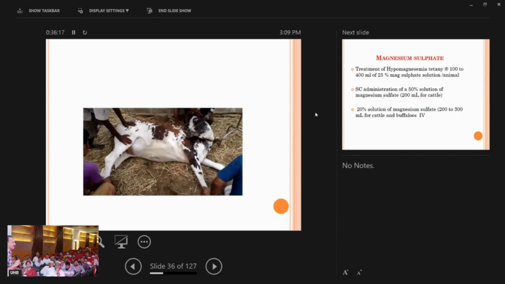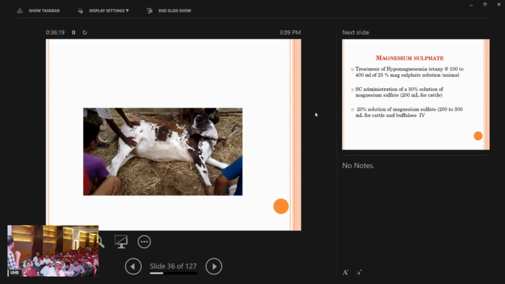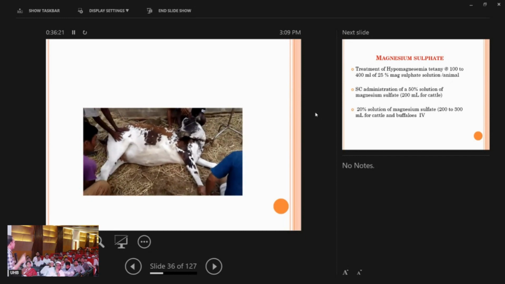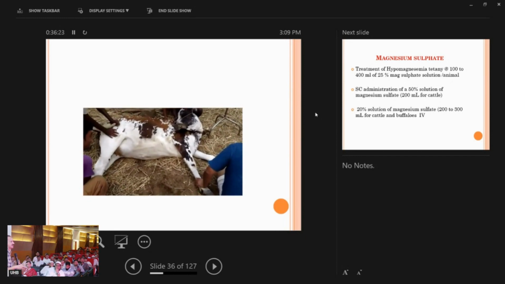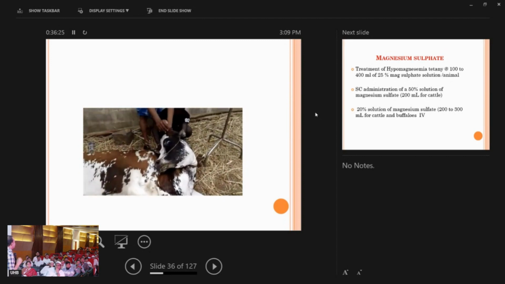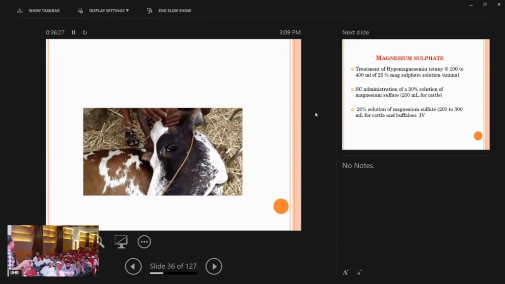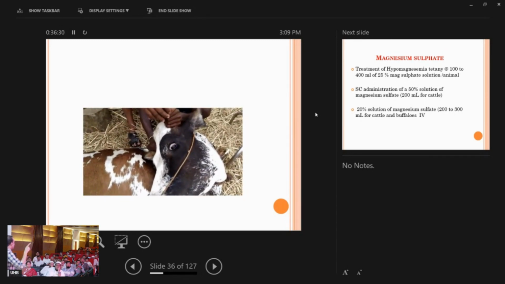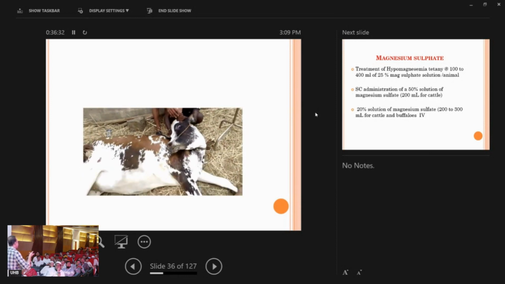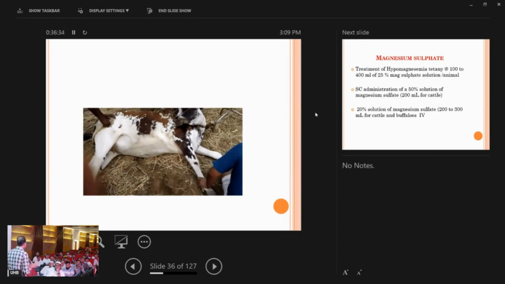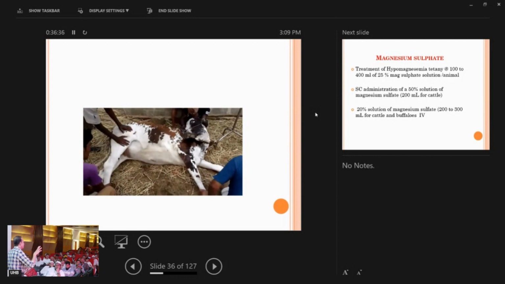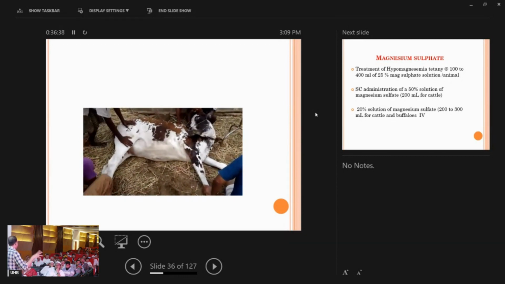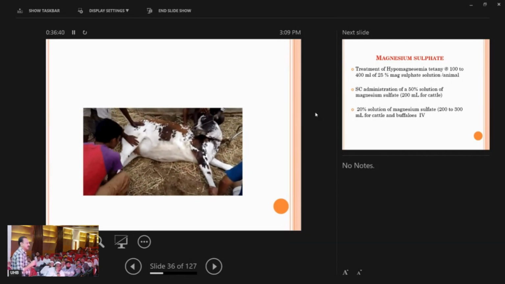So this animal is having tonic-clonic convulsions. Nystagmus is there. Frothy salivation is there. It's a case of hypomagnesemic tetany. So in such cases, you can go for combined magnesium with calcium. Any commercial preparation that is available, you can go for. Other ways, you can go for magnesium sulfate solutions, IV, so that you can treat it.